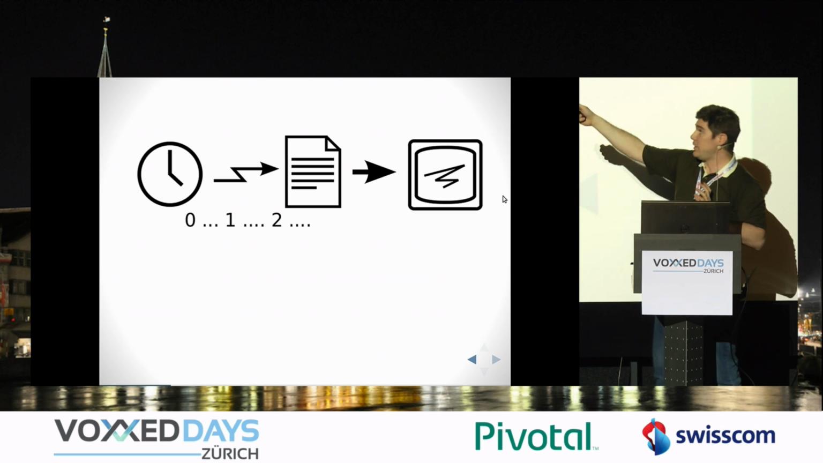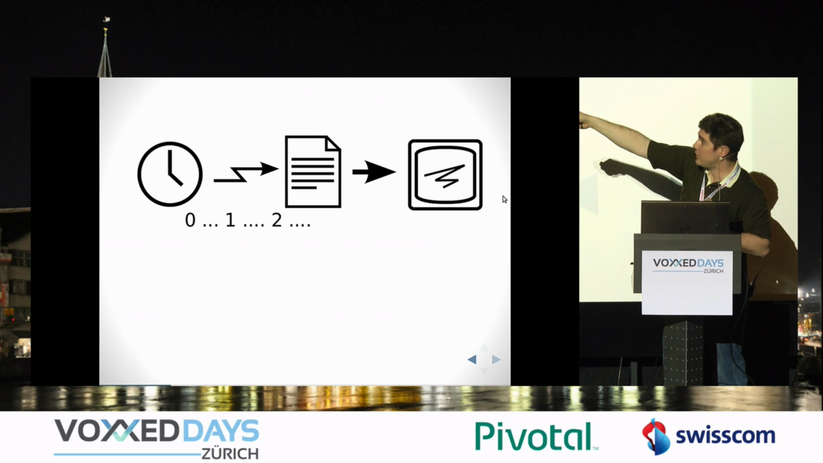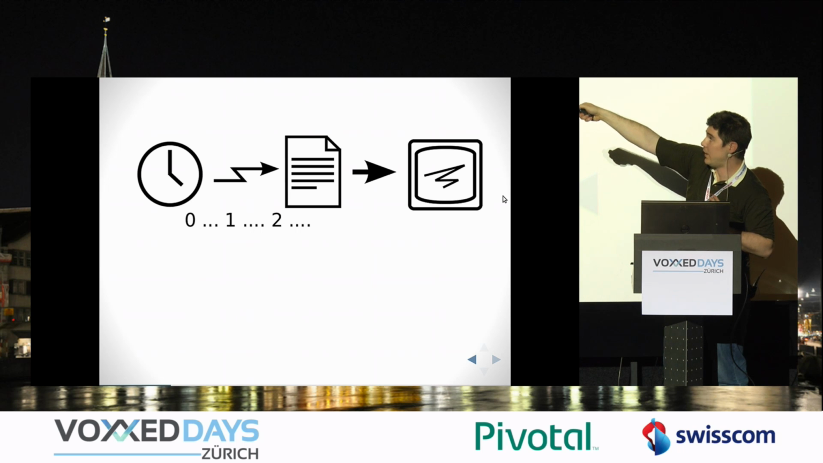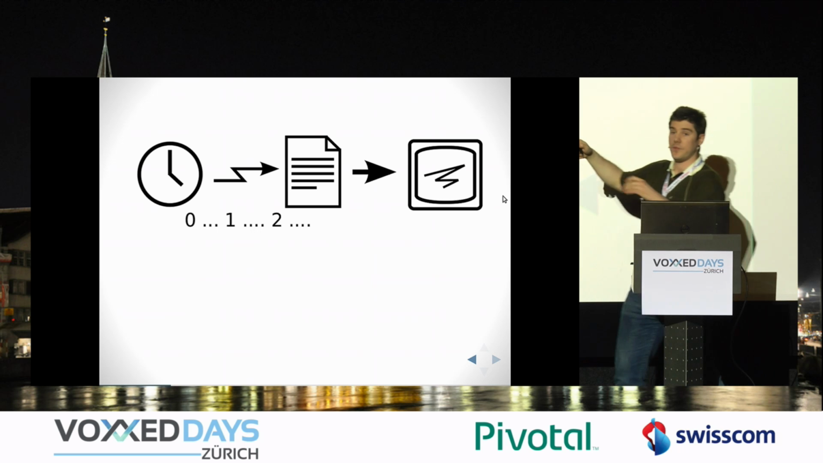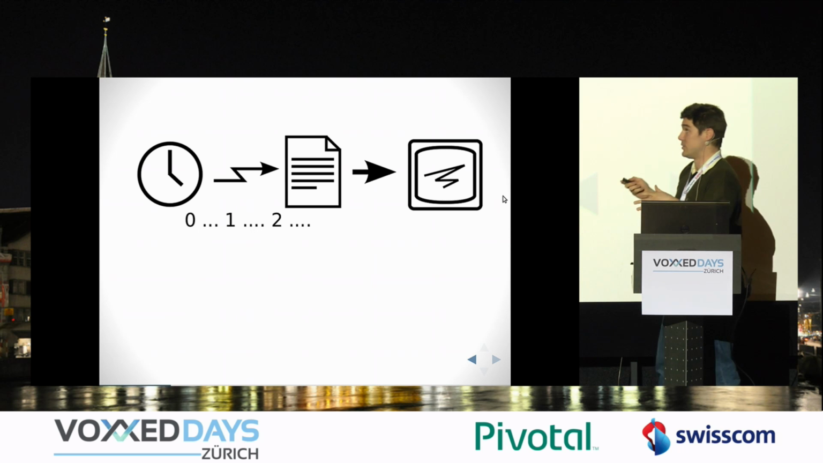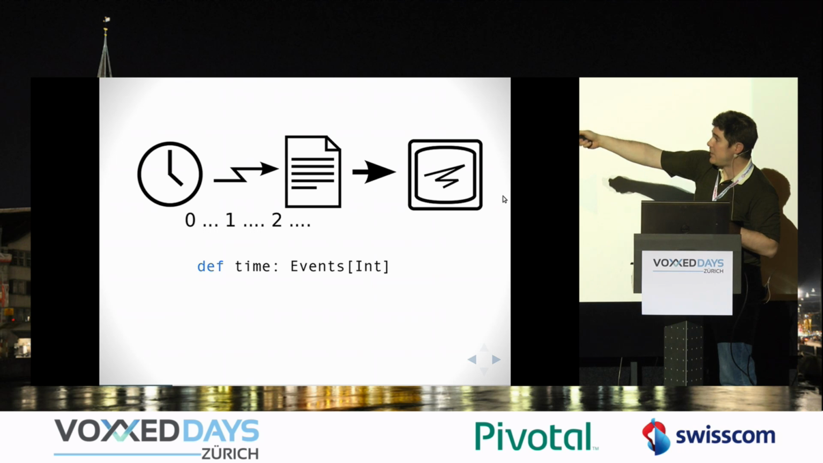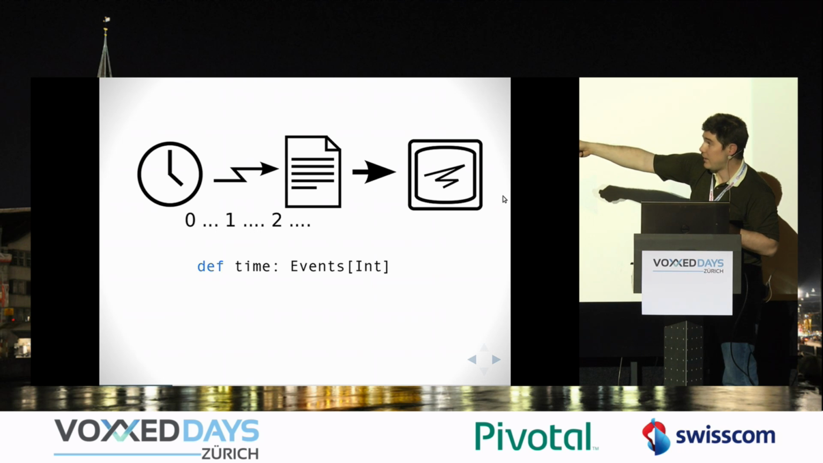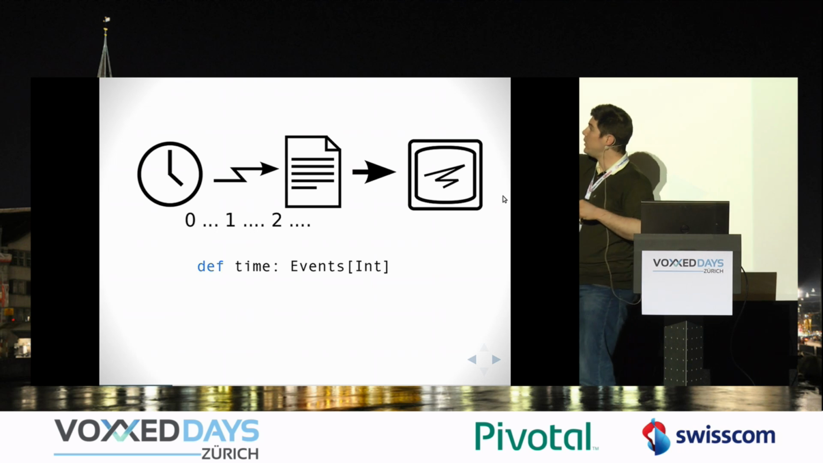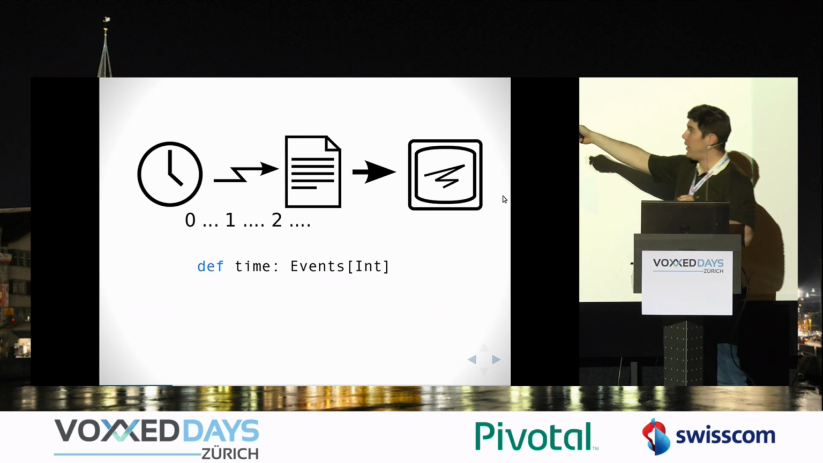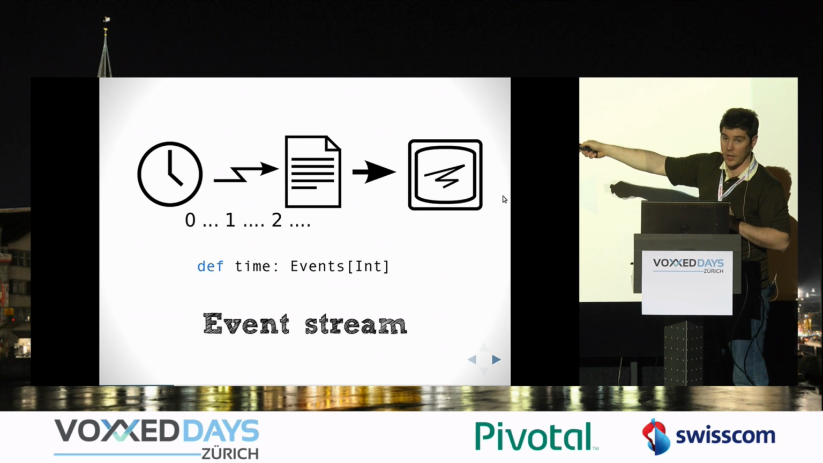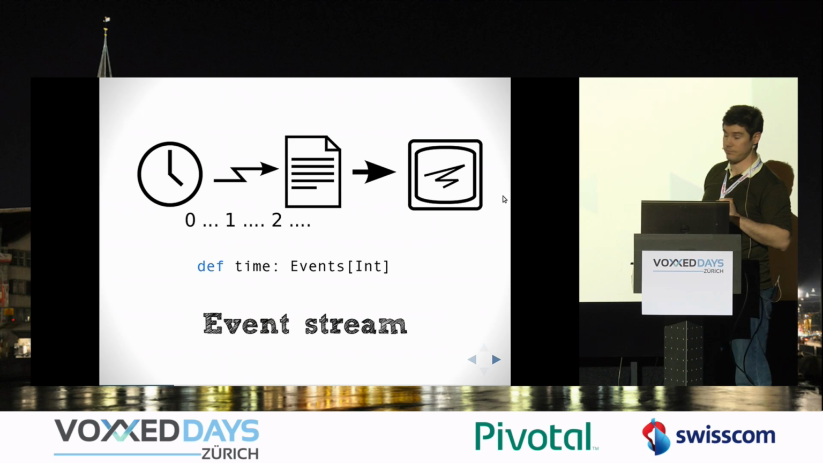One way to think about the ticks, if you enumerate them, these are ticks 0, 1, 2, the amount of time passed since your program started, is to think about them also as collections. The way you can express this is by declaring a method called time, which returns a new kind of collection, which has the type events of integer. And this events collection is called an event stream.